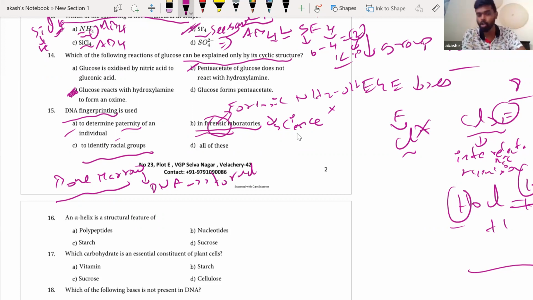And you know that that's a human bone, and you want to identify which part of the world he is from. So you will take the DNA from the bone marrow, and then you will analyze it, and it will tell you, okay, this is an African gene, or this is an Asian gene. Gene means DNA, okay? Or this is an American gene, something like that. So that will be there in the DNA. So all of these can be done with the help of DNA fingerprinting.